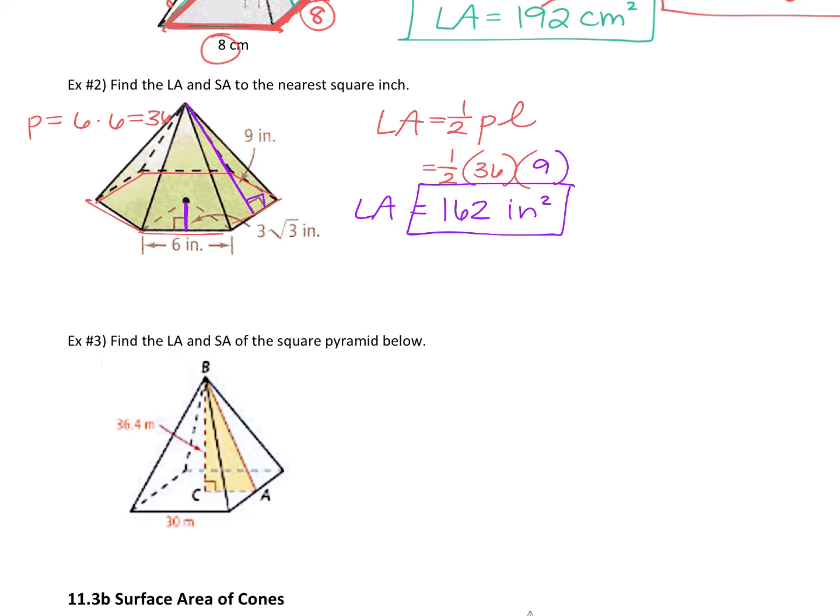Okay, so that's your lateral area. Surface area is your lateral area plus how many bases? 1. It's a pyramid. There is only one base. So you're going to go 162. Okay. Now, what is B?